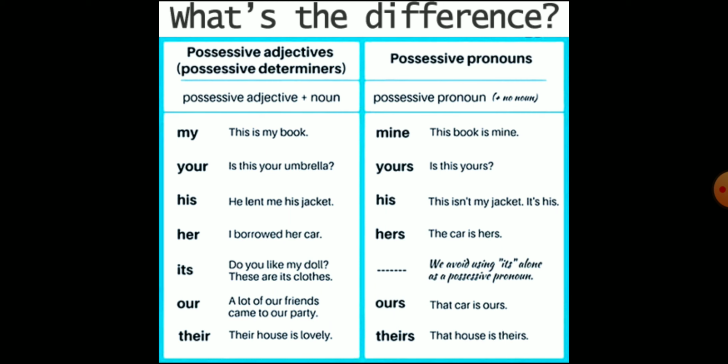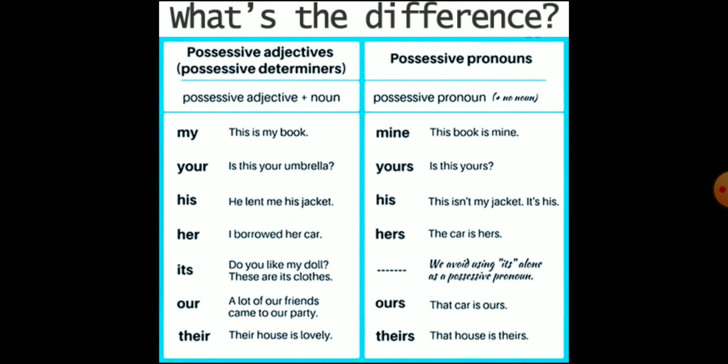Is it clear? For example, this is my book. So over here, my is a possessive adjective, and my is followed by a noun, that is book. It is saying that this is my book. But when we talk about possessive pronouns, we say, this book is mine. Mine is not followed by a noun. Understood? But over here in the possessive adjective, my is followed by a noun, that is book.